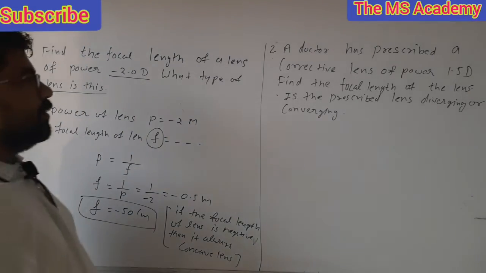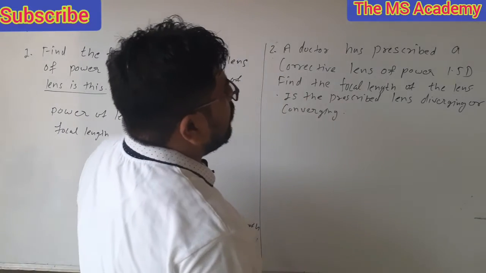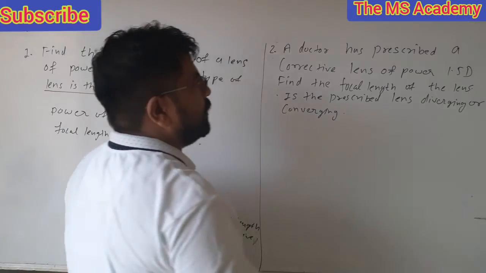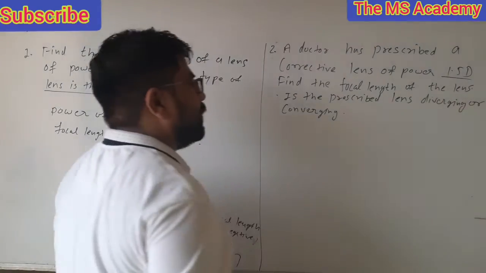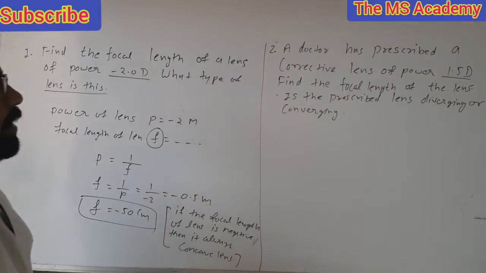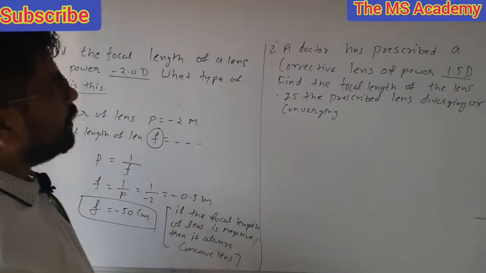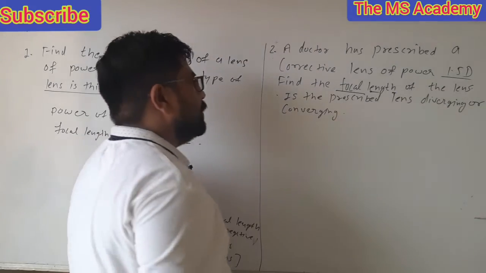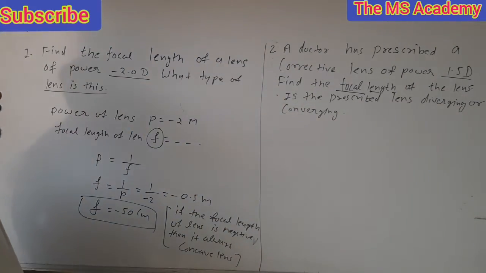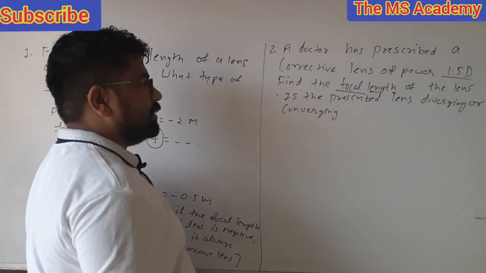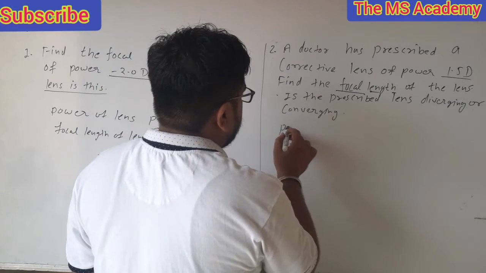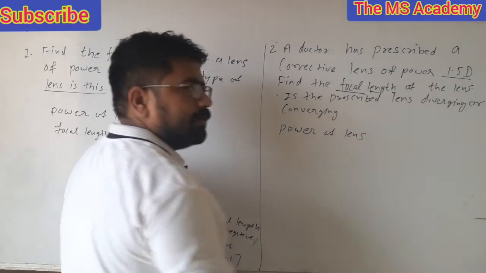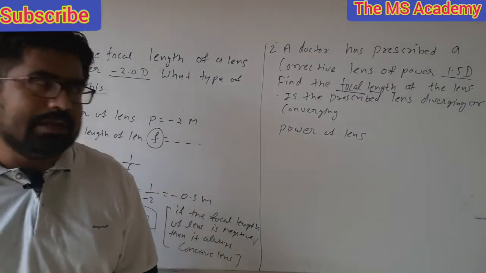Next one is, a doctor has prescribed a corrective lens of power 1.5 diopter. Find the focal length of the lens. What we want to find? Focal length. Is the prescribed lens diverging or converging? First of all, the power of lens is given.